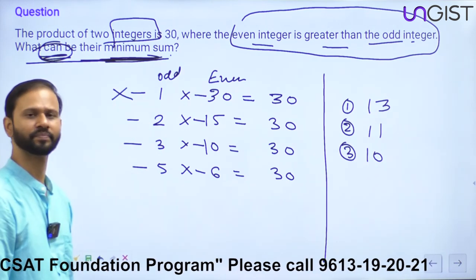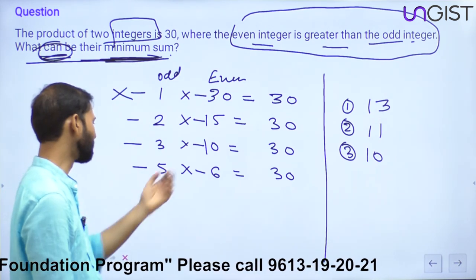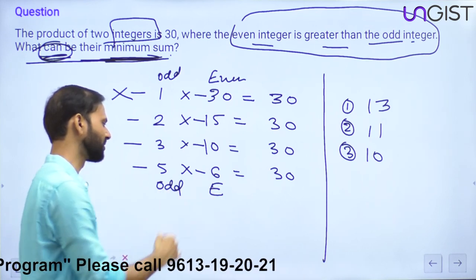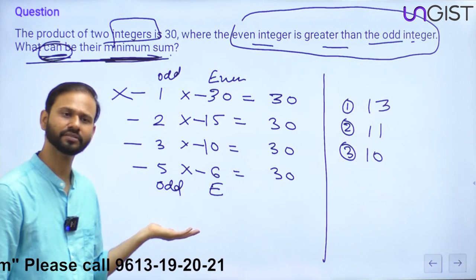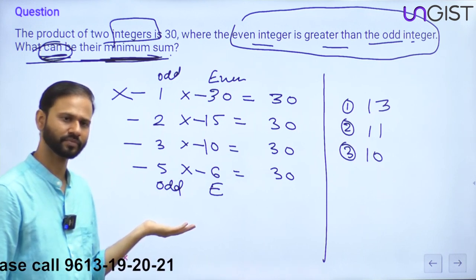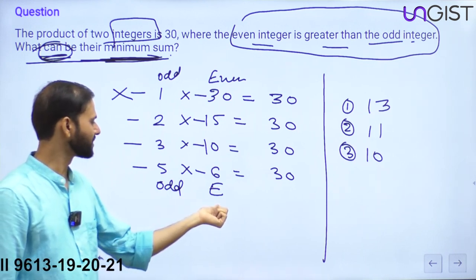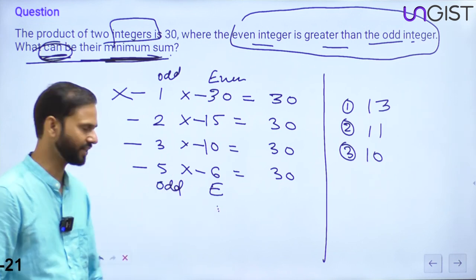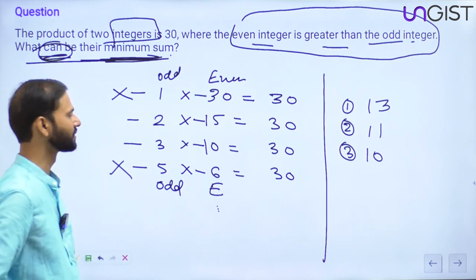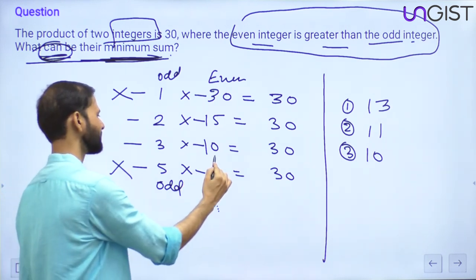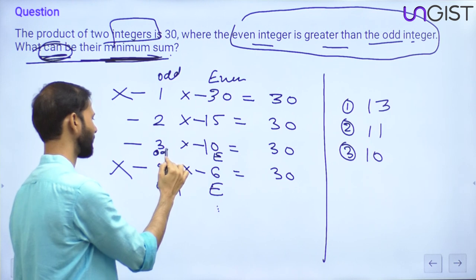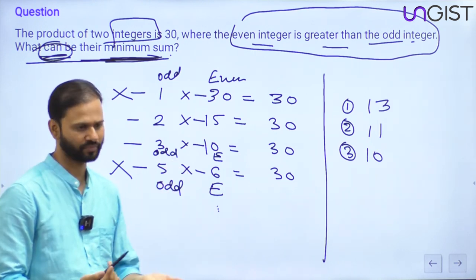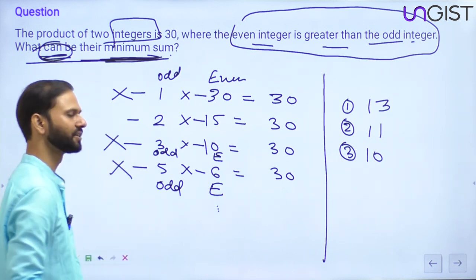Cross it, please. After that, let's talk about this. This is even and this is odd. Is it satisfying the condition? Here, the even one is smaller than minus 5, so this is not satisfying the condition. Cross it. Here, this is even and this is odd. Is minus 10 greater or minus 3 greater? This is also not satisfying the condition.